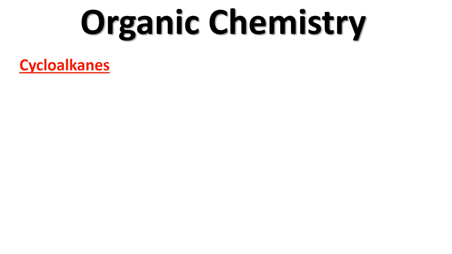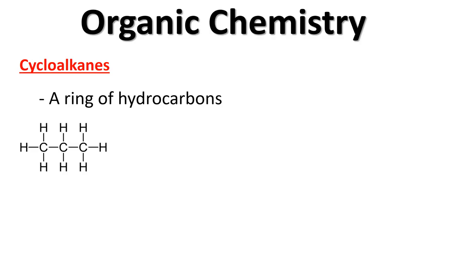Let's continue by looking at some cycloalkanes. We've added the word cyclo in front. Cyclo just means a ring. So this is a ring of a hydrocarbon chain. So a chain becomes a ring. How does that happen? Well, let's do the simplest one here with propane.